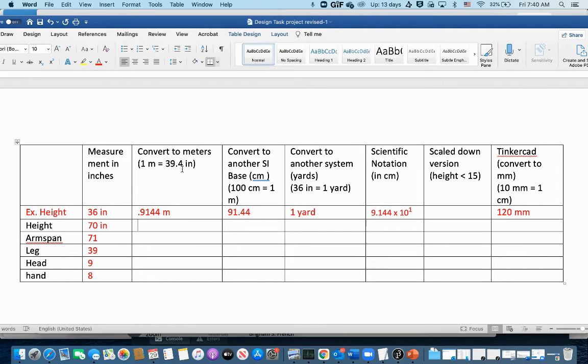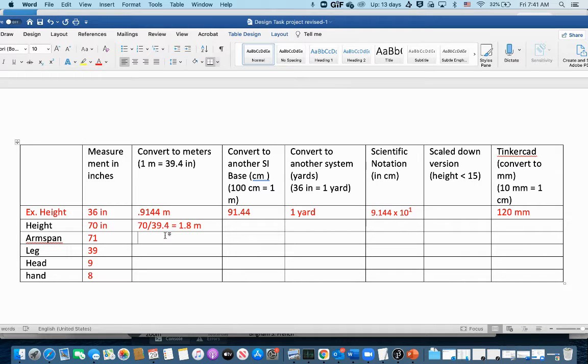There is 39.4 inches in a meter. So I'm going to take 70, and I'm just going to divide that by 39.4 here. And when I do that, I'm pulling out my calculator here. If you don't have a calculator, go ahead and use your phone. 39.4, and I get 1.78. I'm just going to round here to 1.8 meters here. Okay, or yeah, that's fine. 1.8. Arm span, I do the same thing.